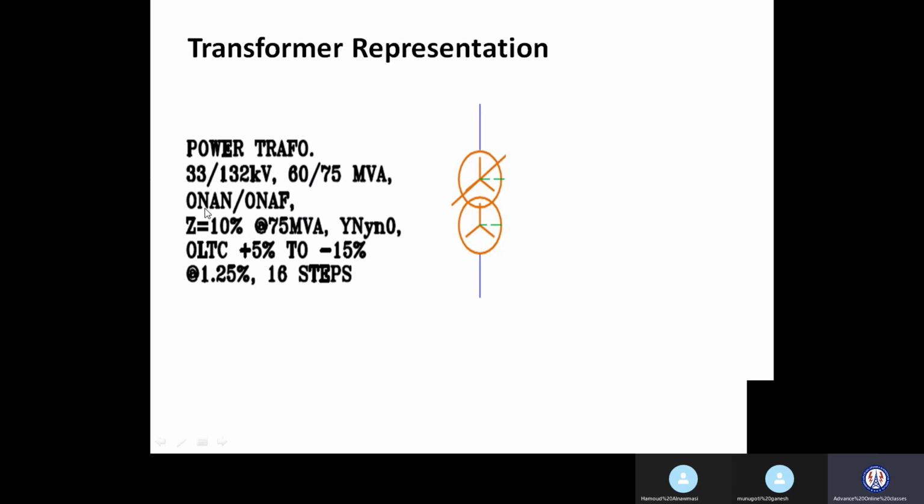We have the ONAN type of cooling method. The full name of ONAN is oil natural air natural cooling method. The second type of cooling method is ONAF, oil natural air forced cooling method. Third we have OFAF, oil forced air forced cooling method. So these are the different types of cooling methods of a transformer.